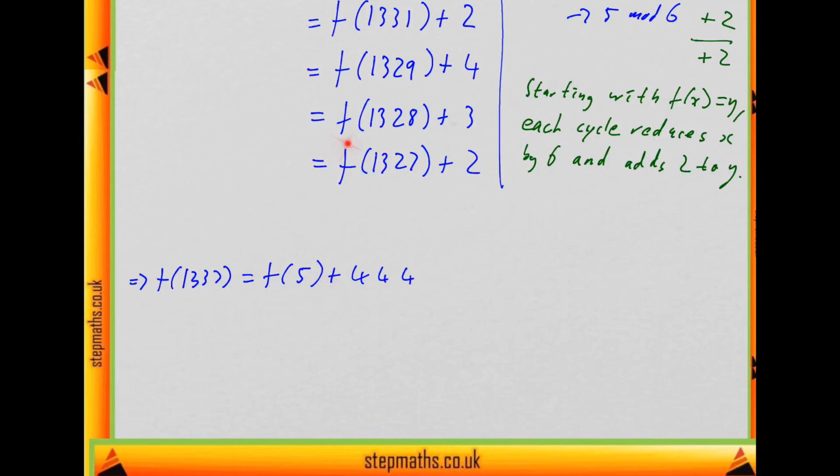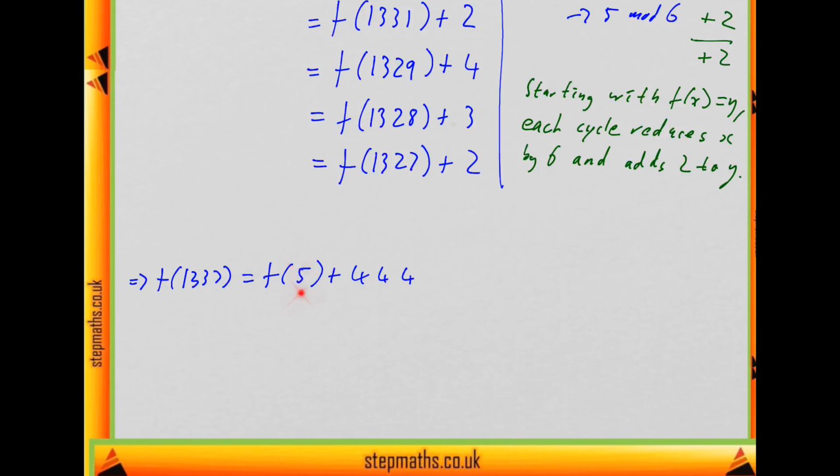So if we just look up here, for instance, this has been reduced by 6, we've got plus 2 outside, so this is like the end of the first cycle. Bear in mind, the cycle I wrote above, you could start at any point, but we're doing it in 6s from here, so we end up at f of 5, plus 2 times 222, so that's plus this.